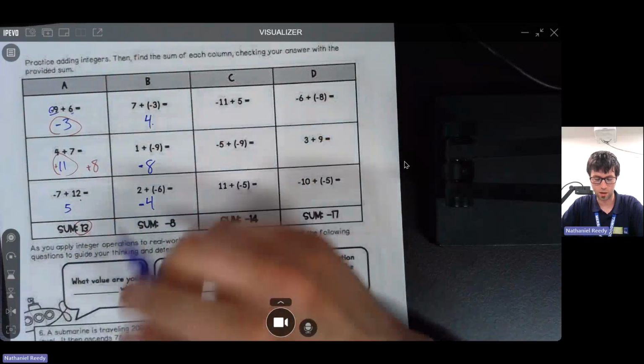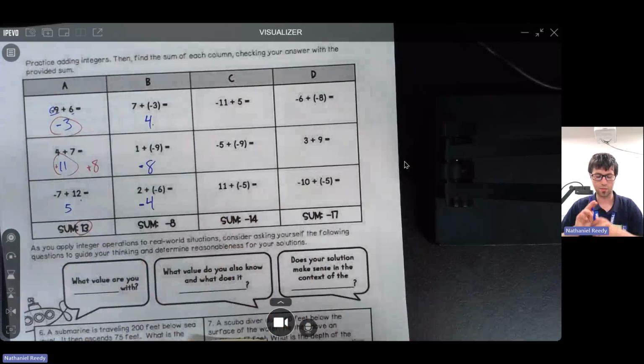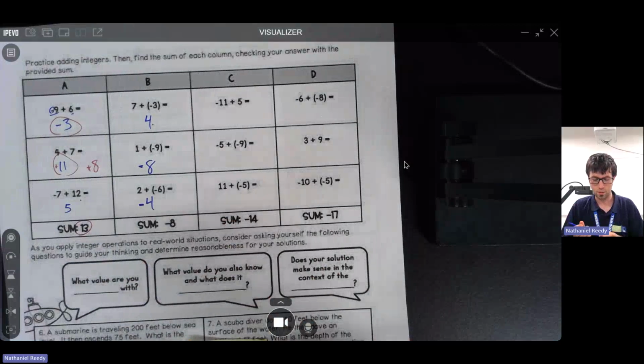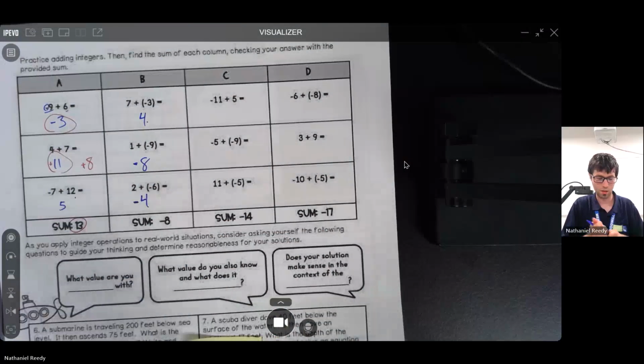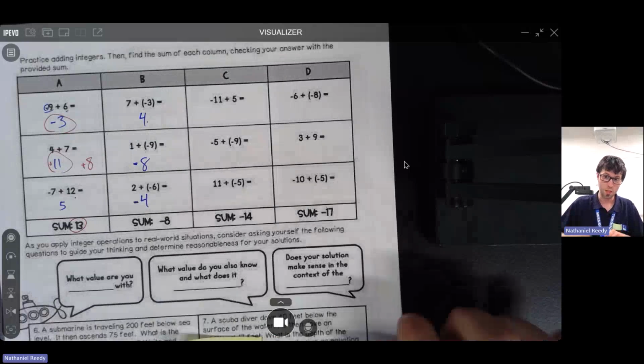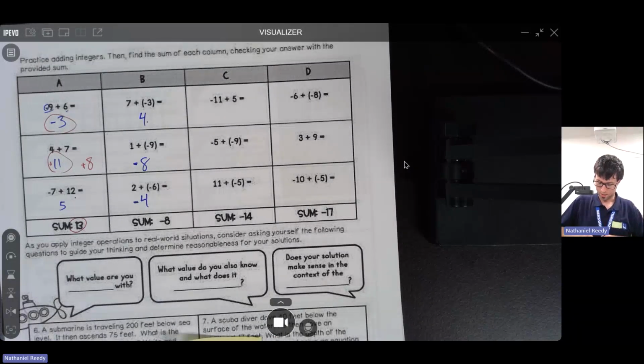Okay, so let's see if I did this right. I'm going to check my answer by adding all these together. So I have 4 plus a -8 plus negative 4. Okay, so let's figure this out. As soon as I get my pen to work, excuse me. Oh my goodness, it got stuck.